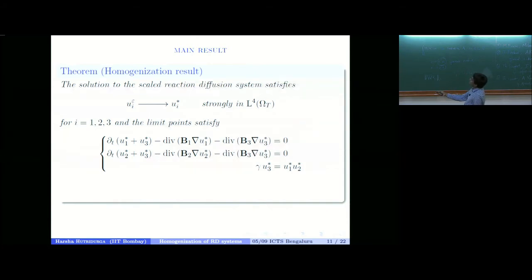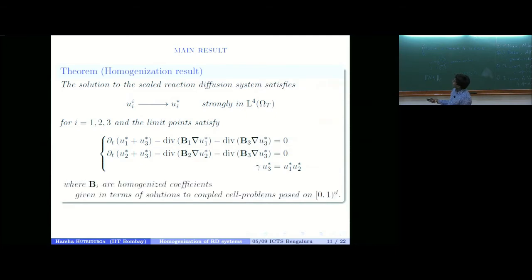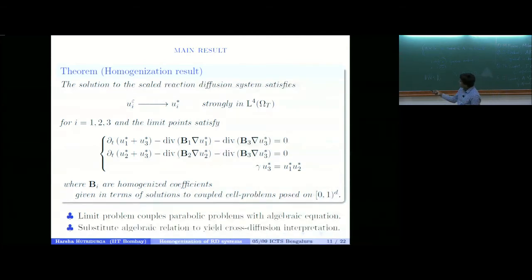And so if you observe here, if you substitute this algebraic relation into the PDEs, you'll get something called a cross-diffusion equation. The diffusion part of your u_i's are related to the other concentrations in your system. That's the cross-diffusion models. And these B_i's here are the classical homogenized coefficients. There's nothing special about them. The limit problem couples parabolic problems with algebraic expressions. And if you substitute this algebraic expression into these partial differential equations, you get cross-diffusion models.